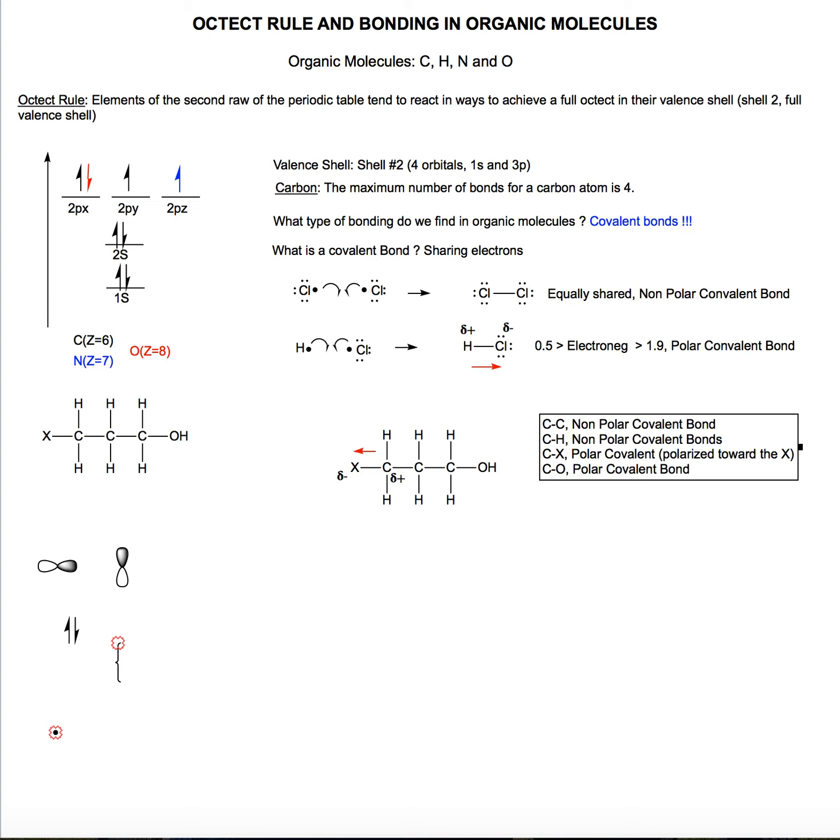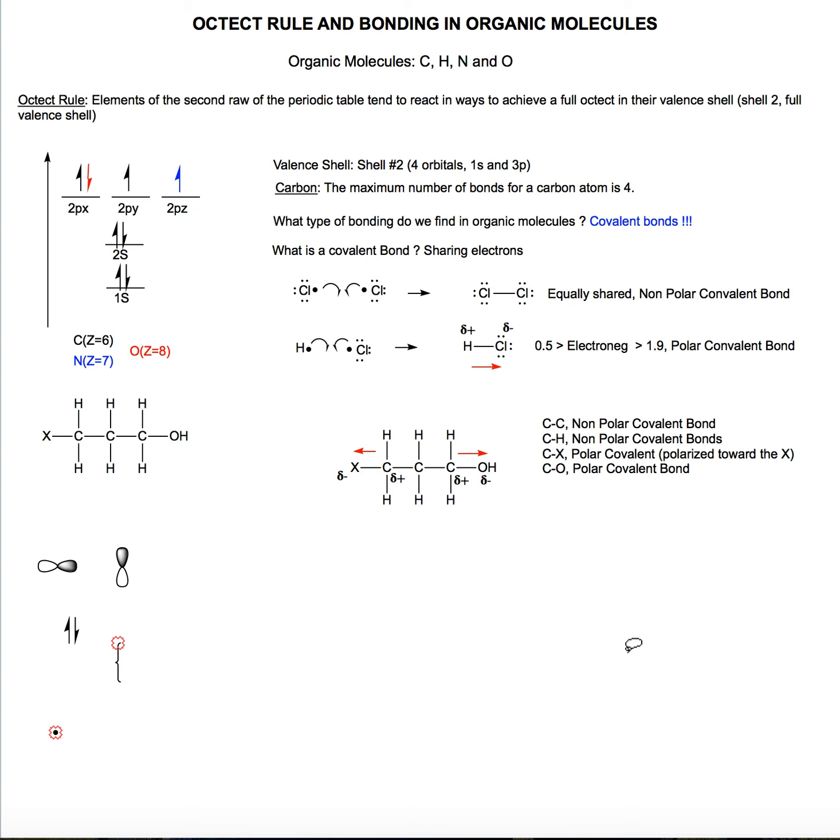And therefore, because oxygen is more electronegative than carbon, this bond will be polarized toward oxygen. So we're gonna show that here. And by that I mean that once again, there is a fraction of negative charge over the oxygen atom, and there will be a fraction of positive charge over the carbon atom, okay? So that's how you can classify covalent bonds in organic molecules.